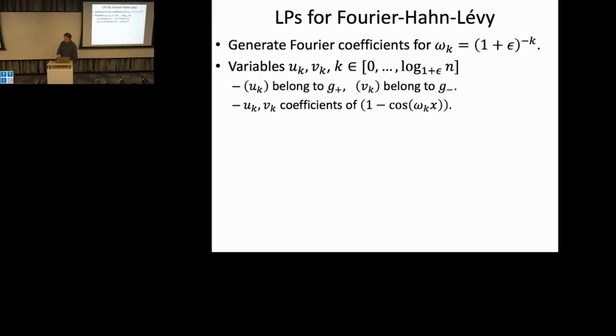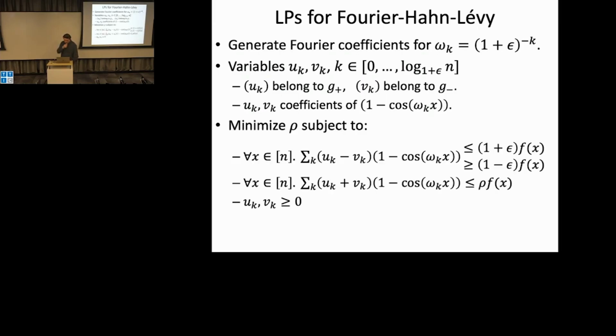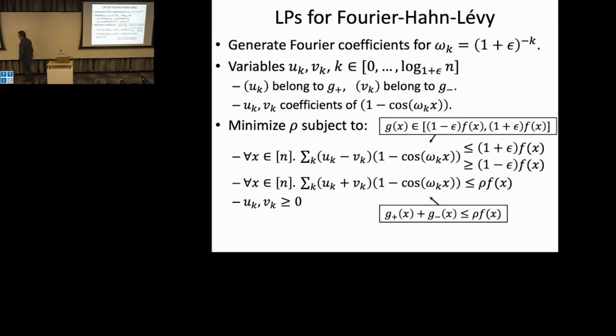Then we have here the UK's variables are going to be the positive coefficients of G plus. The VK variables are the negative coefficients, so they'll be the positive coefficients of G minus. And now I just have to set up a linear program saying I get all the properties I want. The first set of constraints is G is a good approximation. The second set of constraints says that the sum of the G's is at most a rho factor bigger than the F. And the whole LP is just minimize rho subject to these constraints.